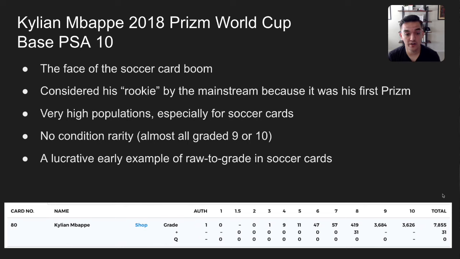There's no condition rarity whatsoever. Almost all of these are graded PSA 9 or 10, as you can see in the table below. We have 7,300 PSA 9s or 10s compared to 7,800 total grades. And it was a lucrative early example of the raw to grade strategy in soccer cards, where you could buy these for $5 or $10. You could grade them for $15. They'd get a PSA 10. You could sell them for hundreds. I mean, it was honestly that crazy for a while.